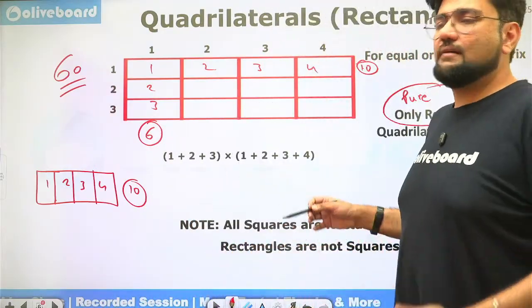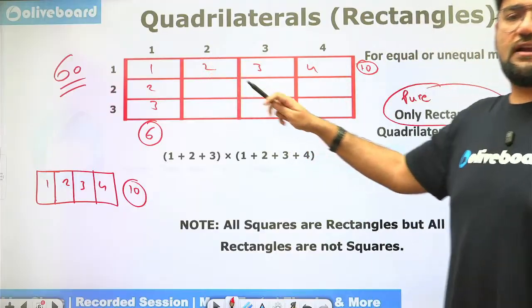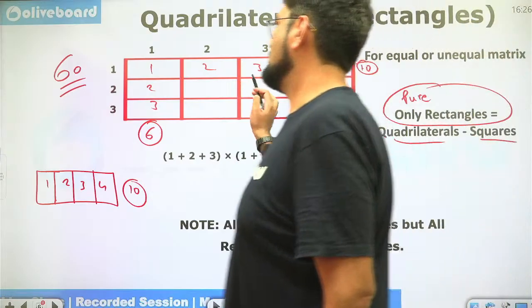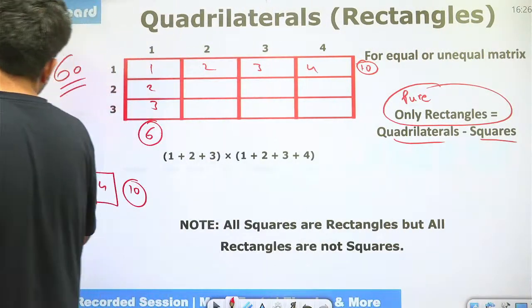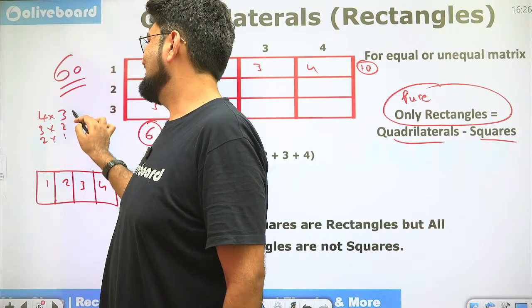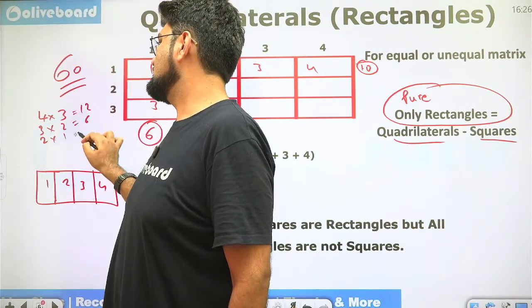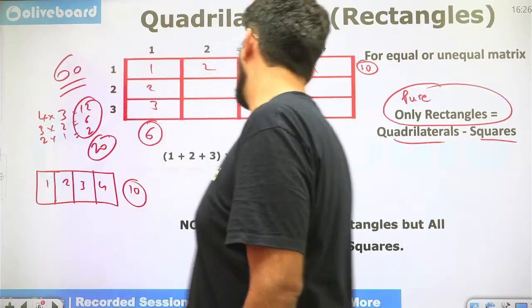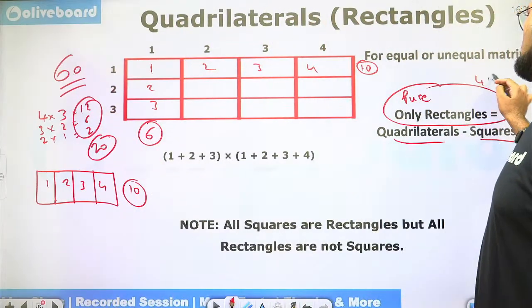So there is no direct method here. I will count the total number of quadrilaterals and I'll subtract the number of squares from it to get my answer. How do I count the number of squares? So this is a 4 into 3 matrix. 4 into 3, 3 into 2, 2 into 1. So this is 12, 6, 2. So these are 20 squares. Subtract 20 from 60 to get 40 only rectangles.